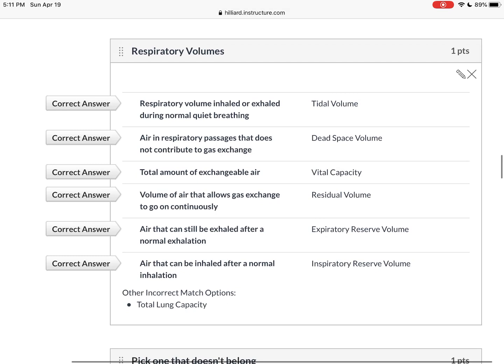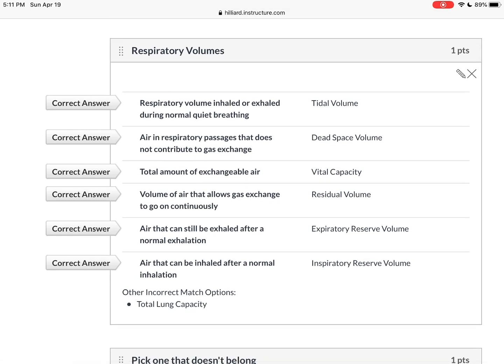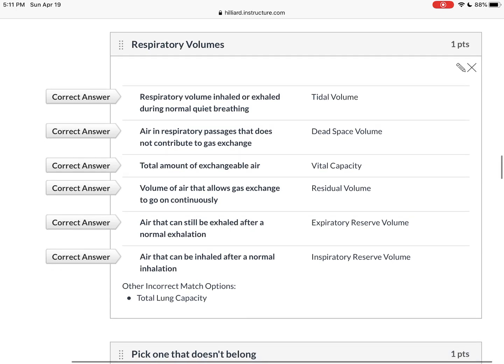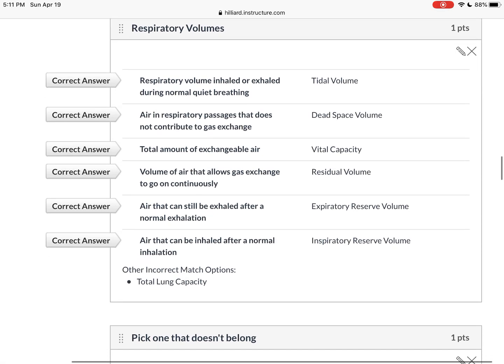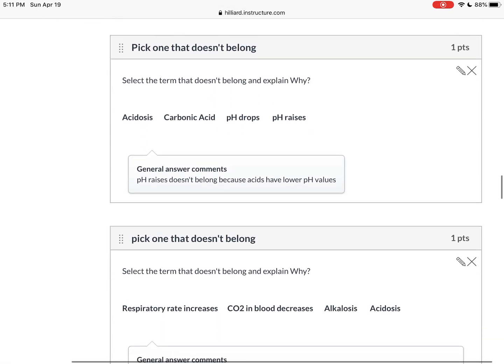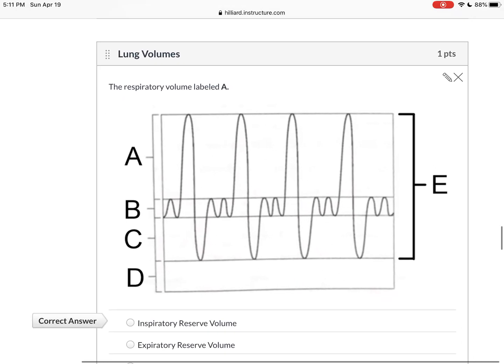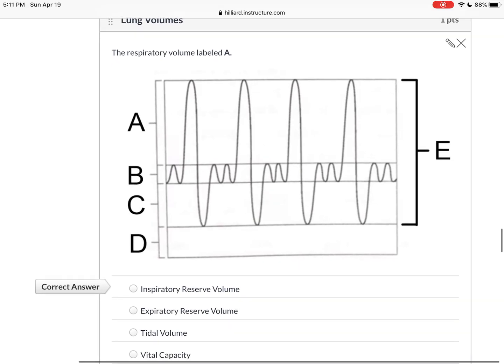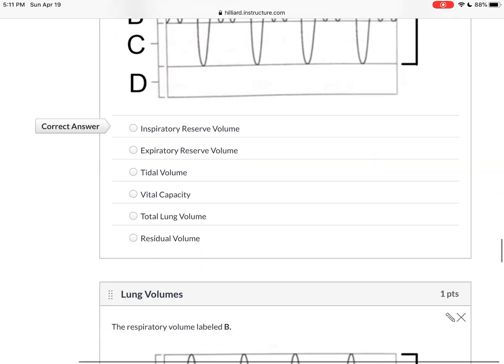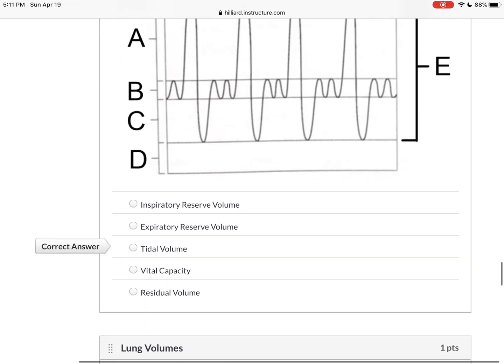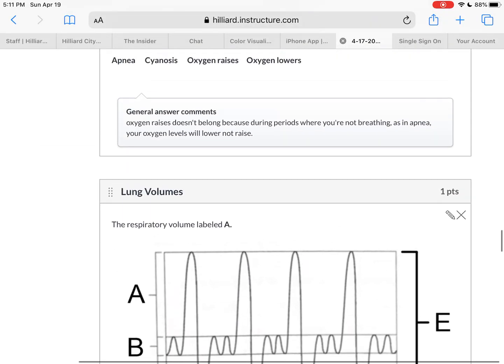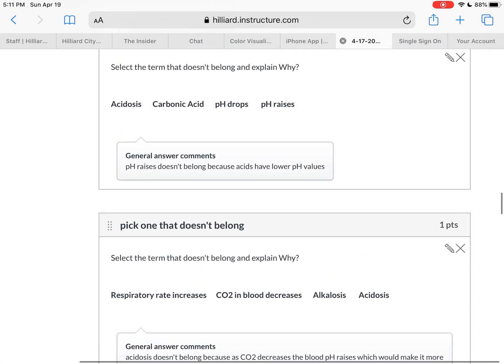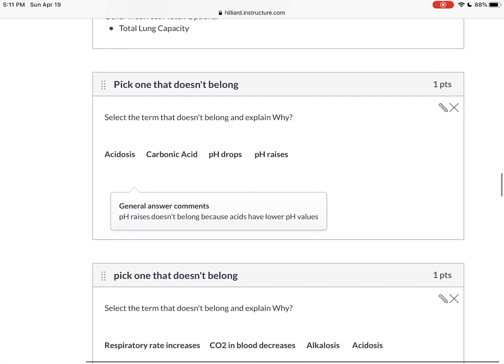Here's your definitions. The one that's not from what we just went over, you're not going to see dead space volume on there, and you're not going to see residual volume in that chart that I just showed you. So you may need to review those, the other ones we just talked about. All right, so I'm going to come back to those. You can see this is where you're going to see the questions related to what we just talked about, on all these volumes. So hopefully go back, reread that, or listen to it, and that should help you with those. So let's go to all these ones that don't belong.